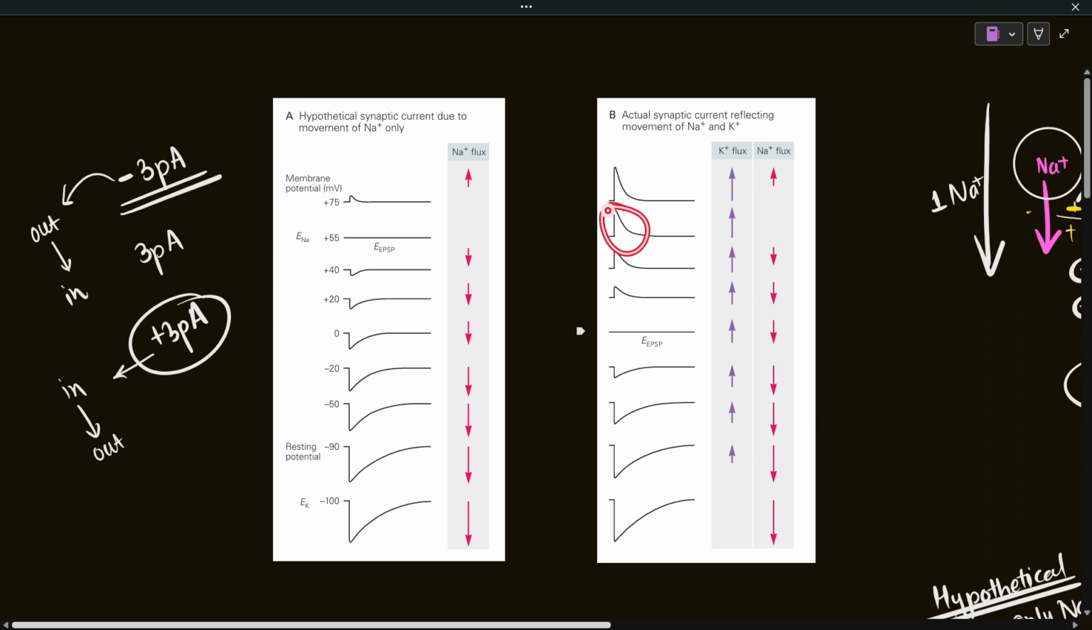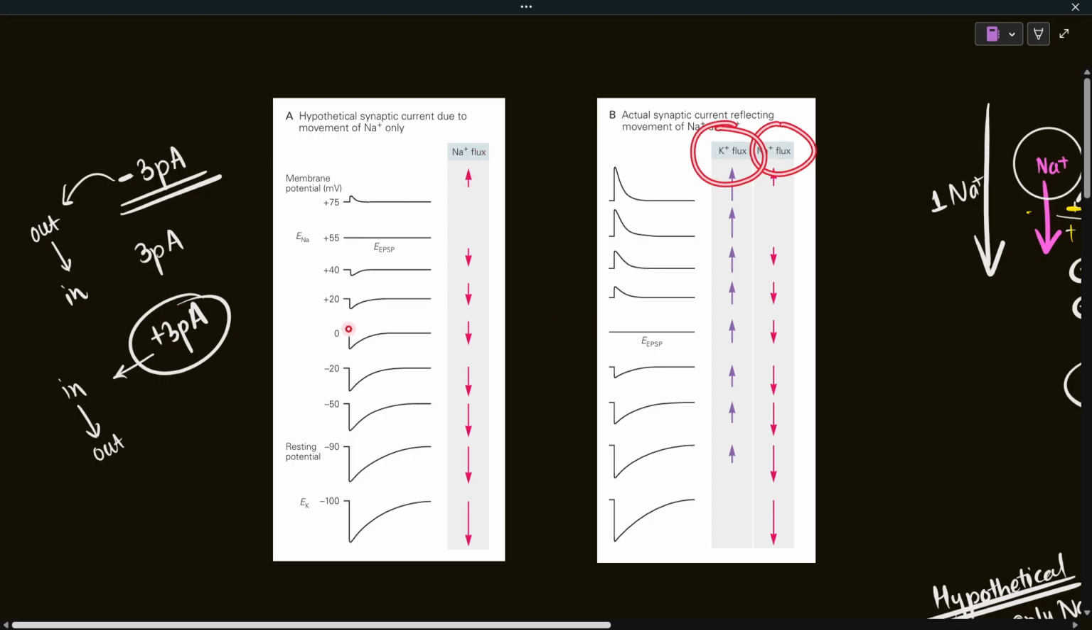But there is some positive current. This means that instead of sodium ions, something is moving outside the cell. And this is how scientists concluded that potassium efflux is seen at 55 millivolt. This means that whatever ionic current is being generated is not only due to sodium ions, but due to both sodium ions as well as potassium ions.